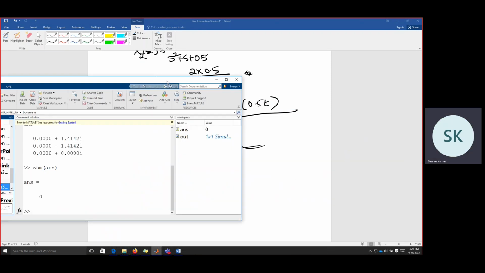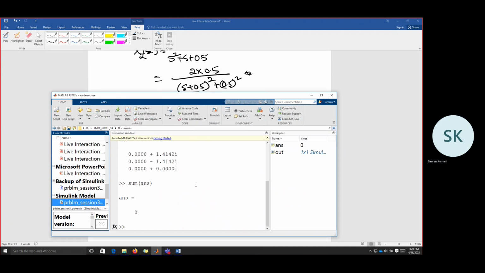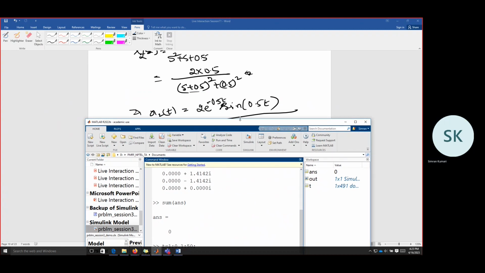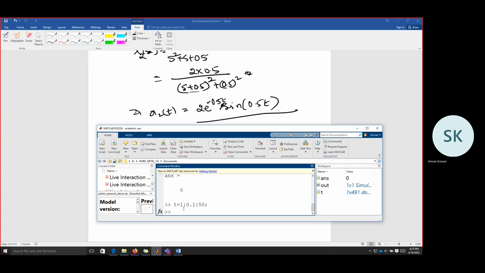Okay, so we'll just try to plot this response. We take a time vector which is 0 to 50. So this is the time vector. And we have to find the response, which is x equal to 2 into e to the power, we have exp minus 0.5 star sine 0.5.